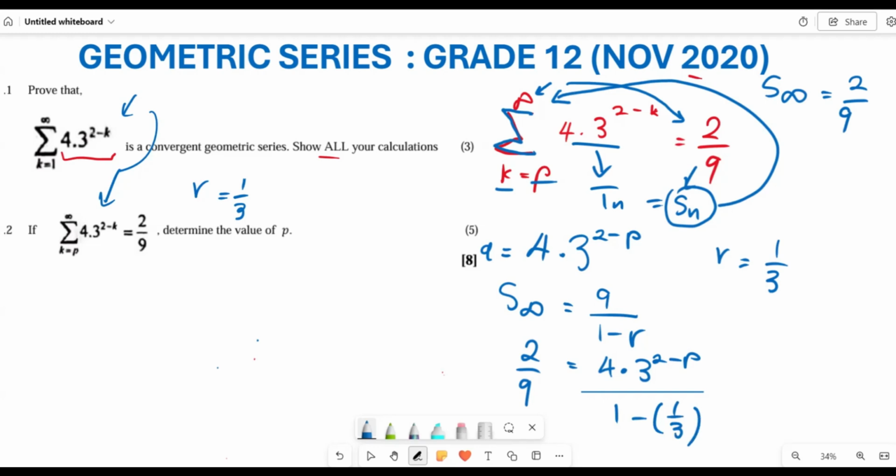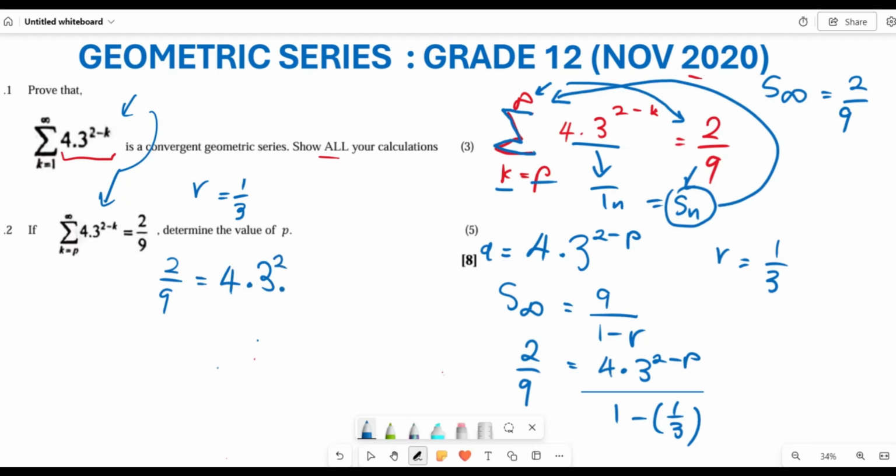Now, we want to try and solve this and see what it is that you are going to do. For an example, we can start in our denominator and ask, what is 1 subtract 1 over 3? The answer that you're going to get is 2 over 3, which means here you are having 2 over 9 is equal to, this is the same as 4 multiplied by 3 to the power of 2, right? This is 3 to the power of 2.